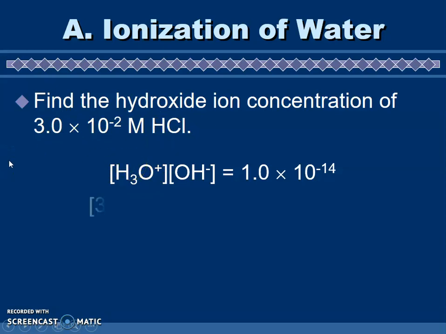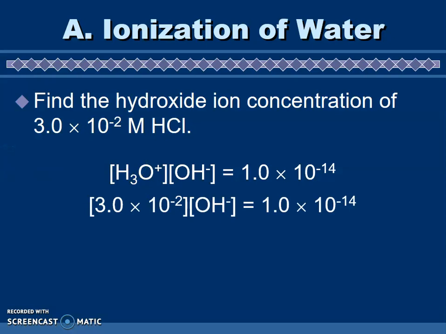So let's fill out our equation with what we know. And this is what we get: 3.0 times 10 to the negative 2 times our unknown concentration equals 1.0 times 10 to the negative 14th. Now from here, we can just use our algebra skills to solve for that unknown. To do that, we need to divide both sides by the 3.0 times 10 to the negative 2. That will cancel off on this side, leaving our unknown variable. Then we do 1.0 times 10 to the negative 14th divided by 3.0 times 10 to the negative 2.